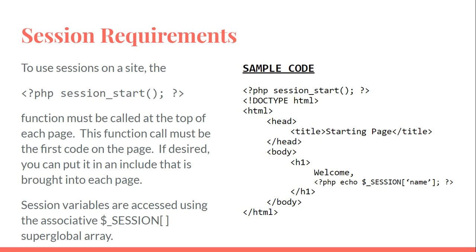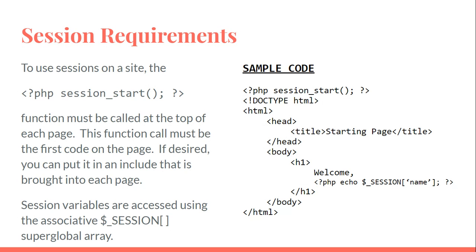To use sessions on a site, this piece of code, the session start function, has to be called at the top of each page. It must be the first code on the page. If you want to, you can put that into an include that's brought into each page with other pieces of information, but it has to be the first thing before any output. And then you can see here that session variables are accessed using the associative session super global array.